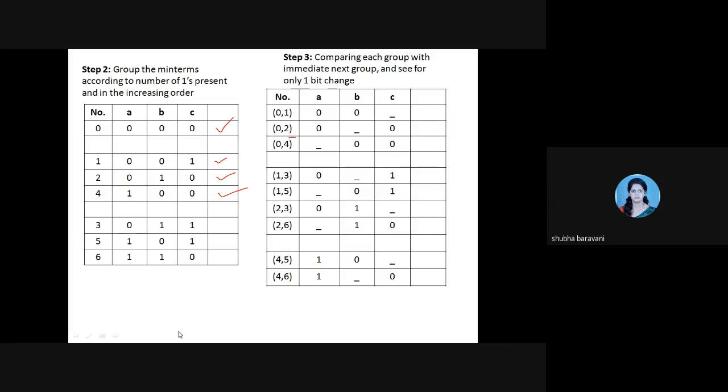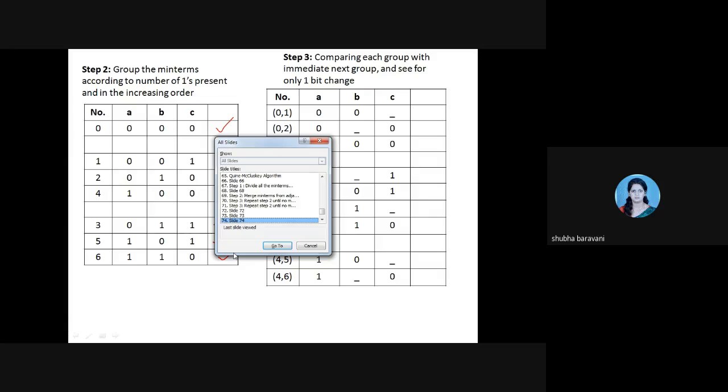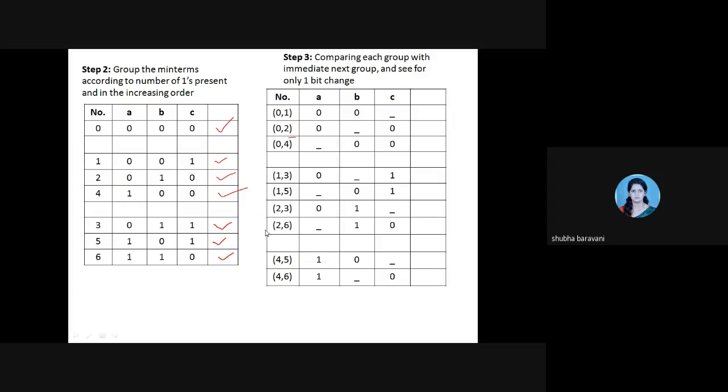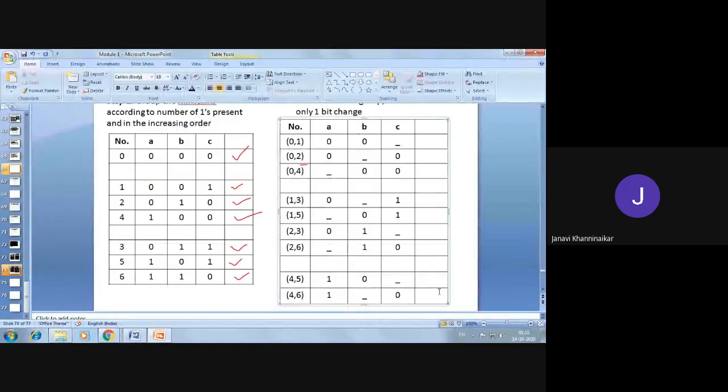Now again what I have to do? Whichever min terms are appearing here, you have to put a tick mark here. So 1 comma 3, 1 we have already put a tick mark. Next, 3. 5 is here, so I'll put a tick mark to 5. 6 is also here, I'll put a tick mark to 6. Okay, is this clear? Step 3? Yes, ma'am. Okay, we'll go to step 4.